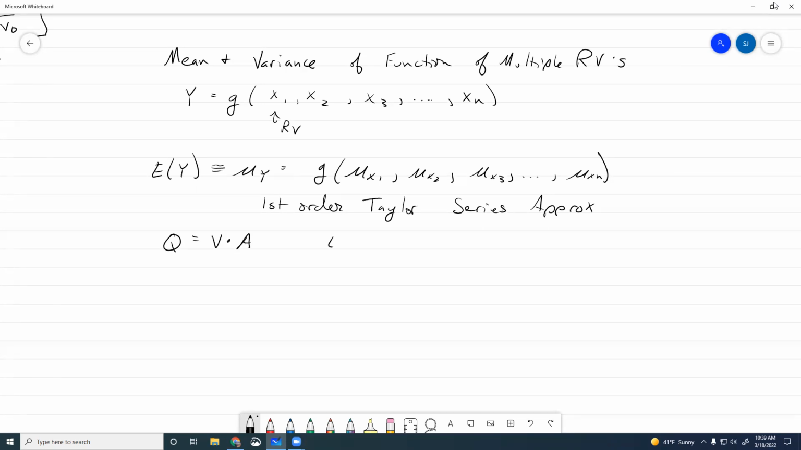So a very simple example, Q is equal to V times A. Then the expected value of Q, and say we did this in our hydraulics class. Did you take hydraulics with Rosanna? No. Okay. She'll do a lab kind of similar, and you'll use this error propagation. Will you take that class, or are you in a different track?